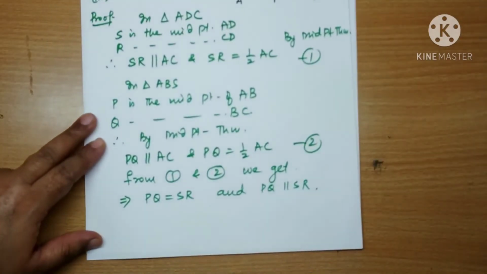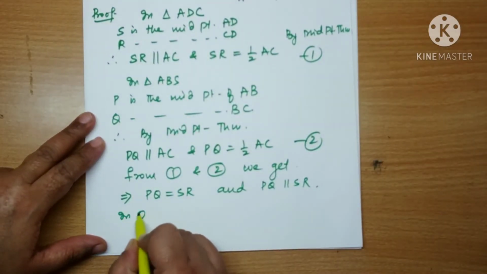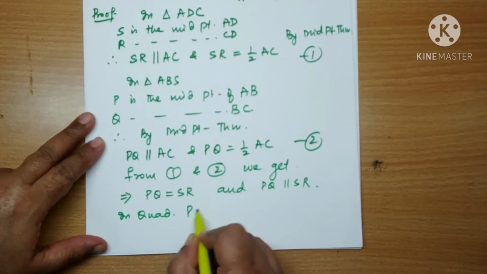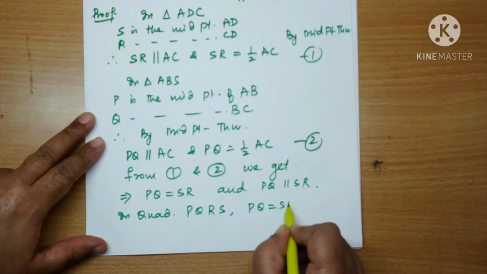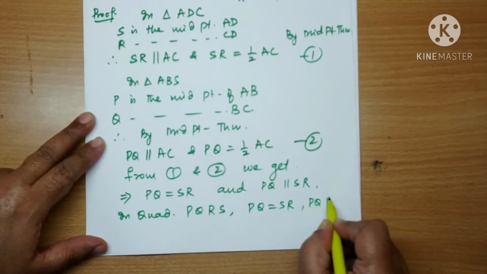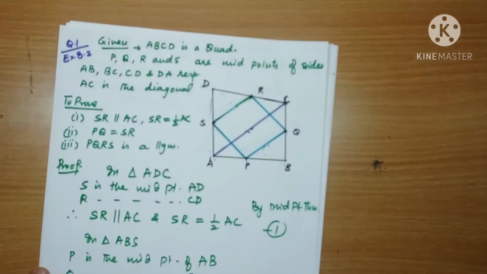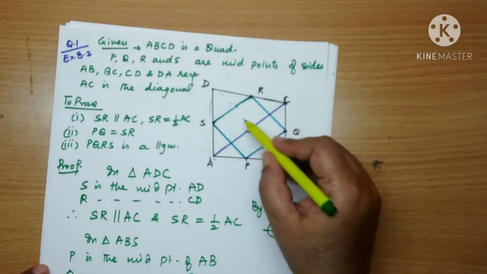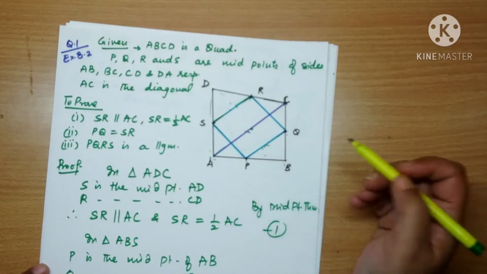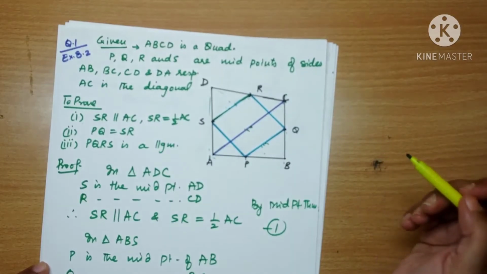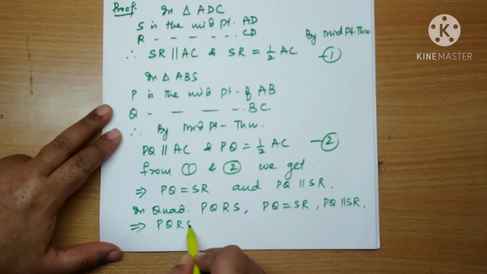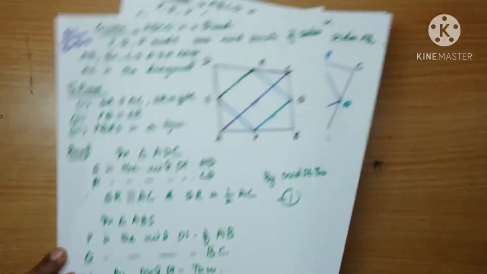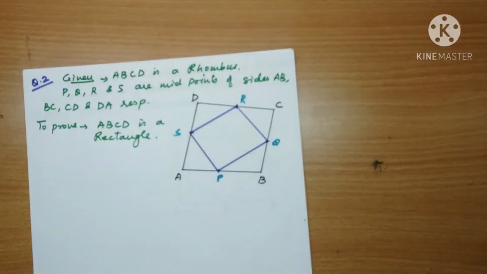Right? Now, see here we have a quadrilateral PQRS. In quadrilateral PQRS, I have PQ equal to SR and PQ is parallel to SR. Now in a quadrilateral, if we have one set of opposite sides equal and parallel, then we know that quadrilateral is a parallelogram. So this implies PQRS is a parallelogram. So with this we finish with the third part also of this question.